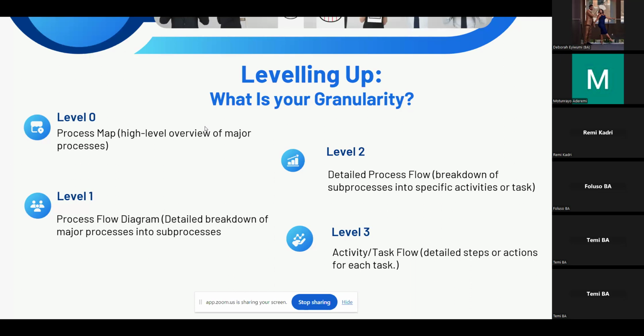Or you could come with a high level and they say, no, we know how these things are done. We want you to give us a proper breakdown of all the different sub processes, all the parties involved, all those sorts of things. So it's important to ask, when you're asked to create a process map, what granularity or what level are you asking for?